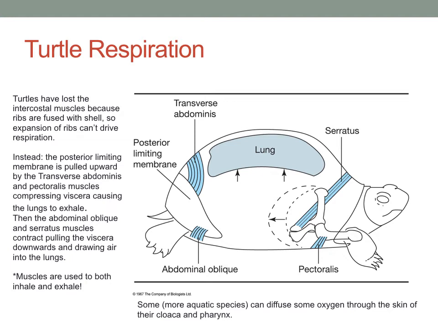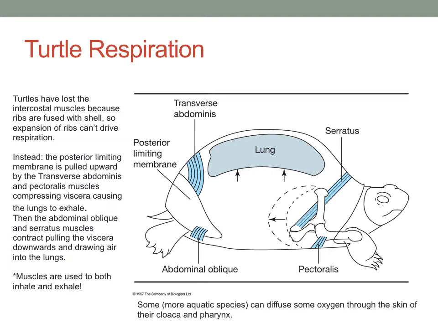All of their near relatives basically use the movement of their ribs to control the action of their lungs, to inhale and exhale air. But in turtles, their ribs have been fused with their carapace, so they can't do that. In fact, they've lost the intercostal muscles that would do this. So how do they breathe? How do they control their lungs?